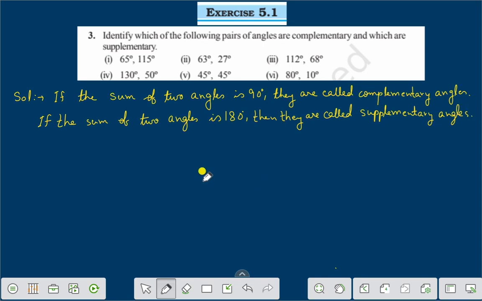Right? We'll find the sum of all the angles and find which are complementary and which are supplementary angles. Question 1 is add the angles, that is 65 degrees plus 115 degrees.